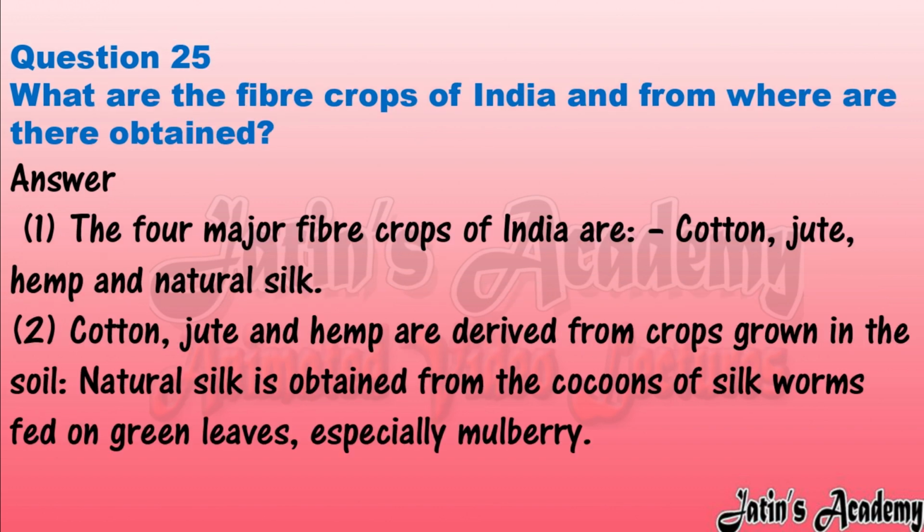Question 25. What are the fiber crops of India and from where are they obtained? Answer: 1. The four major fiber crops of India are cotton, jute, hemp, and natural silk. 2. Cotton, jute, and hemp are derived from crops grown in the soil. Natural silk is obtained from the cocoons of silkworms fed on green leaves, especially mulberry.